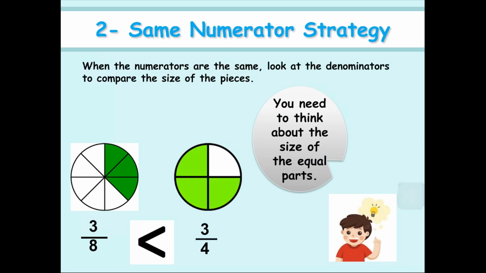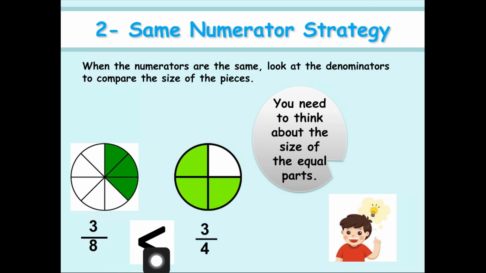Now we have our next strategy. This is the same numerator strategy. When the numerators are the same, we look at the denominators to compare the size of the pieces. So what does that mean? Here's our numerator. My numerator here is 3, and over here is 3, but the bottom, the denominator, is different. All right, so which one is greater than, 3/4 or 3/8?